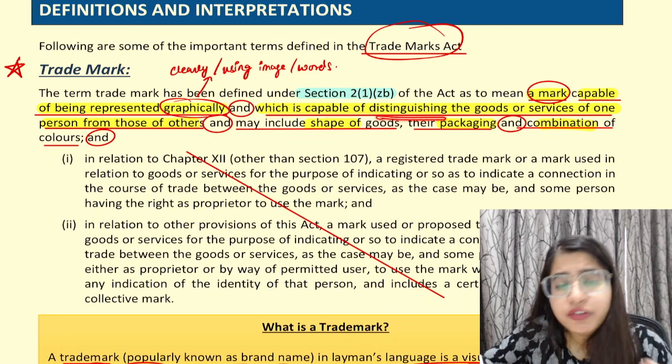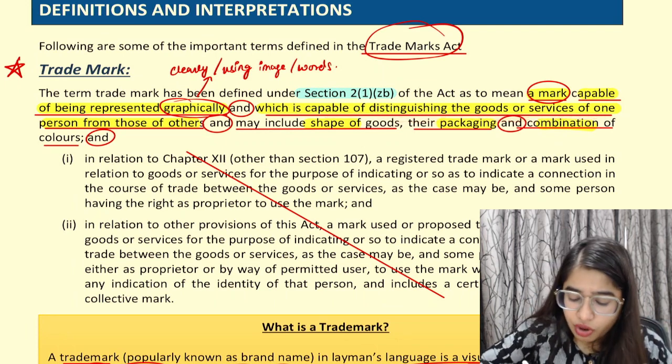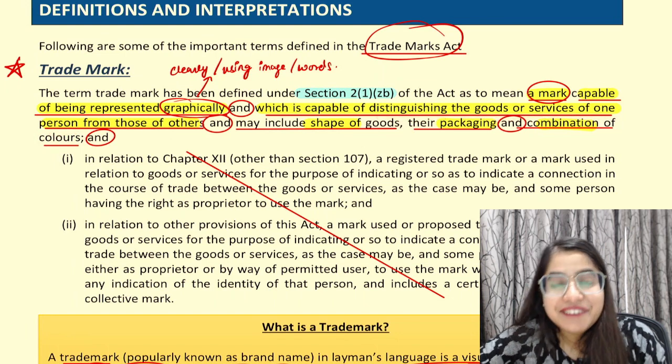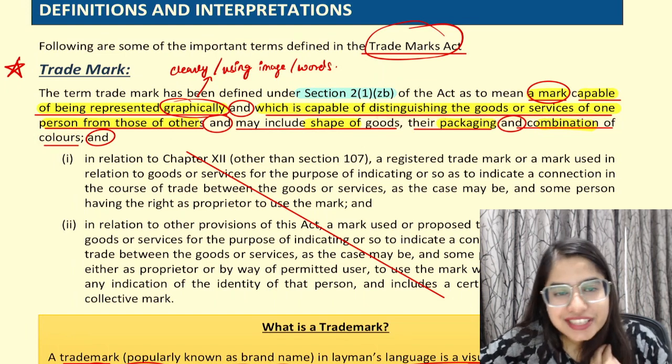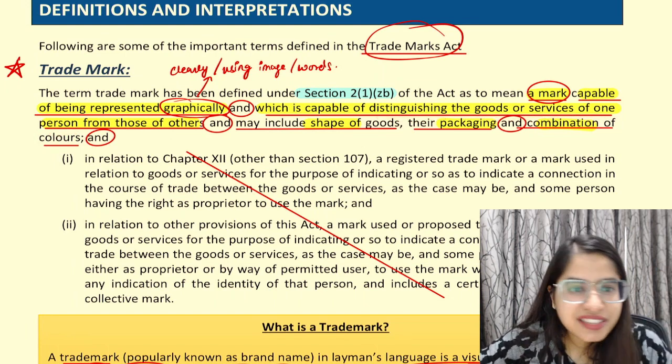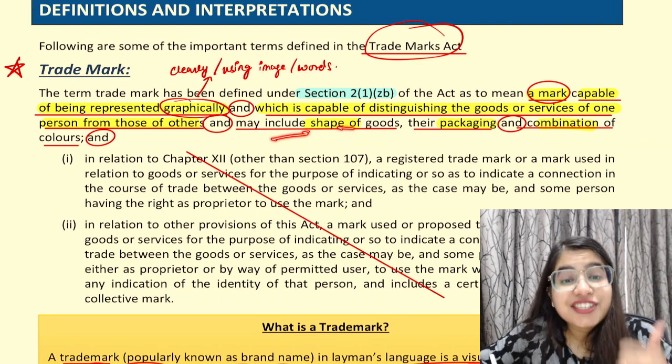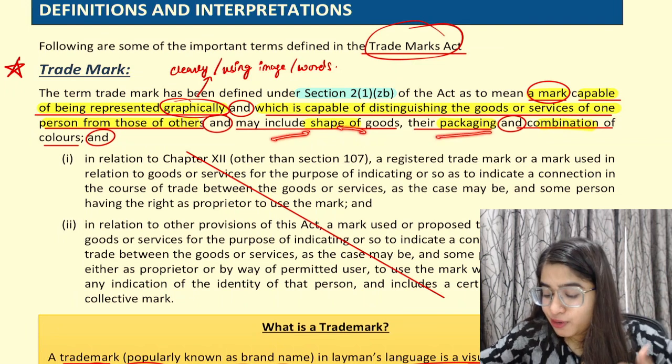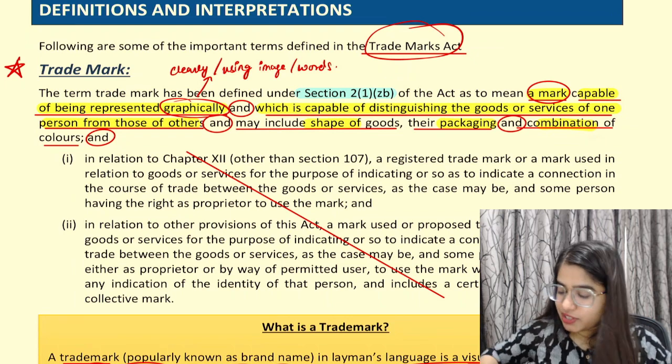And which is capable of distinguishing goods and service of one person from another, which is capable of distinguishing your goods and service from someone else's goods and service, and includes shape of the product, includes packaging, includes combination of colors.